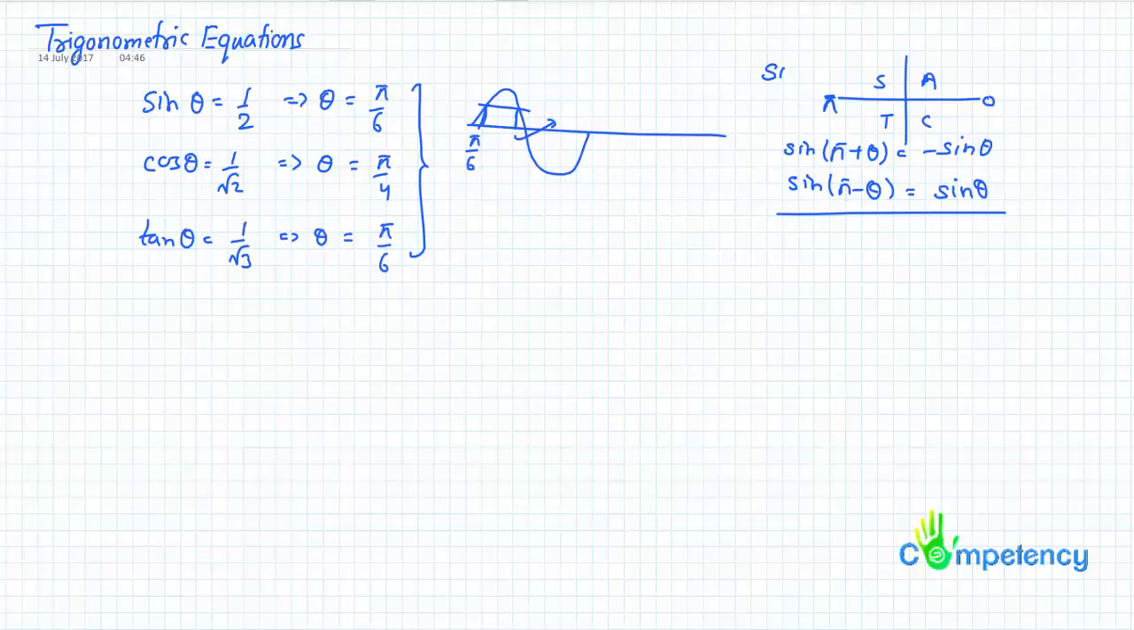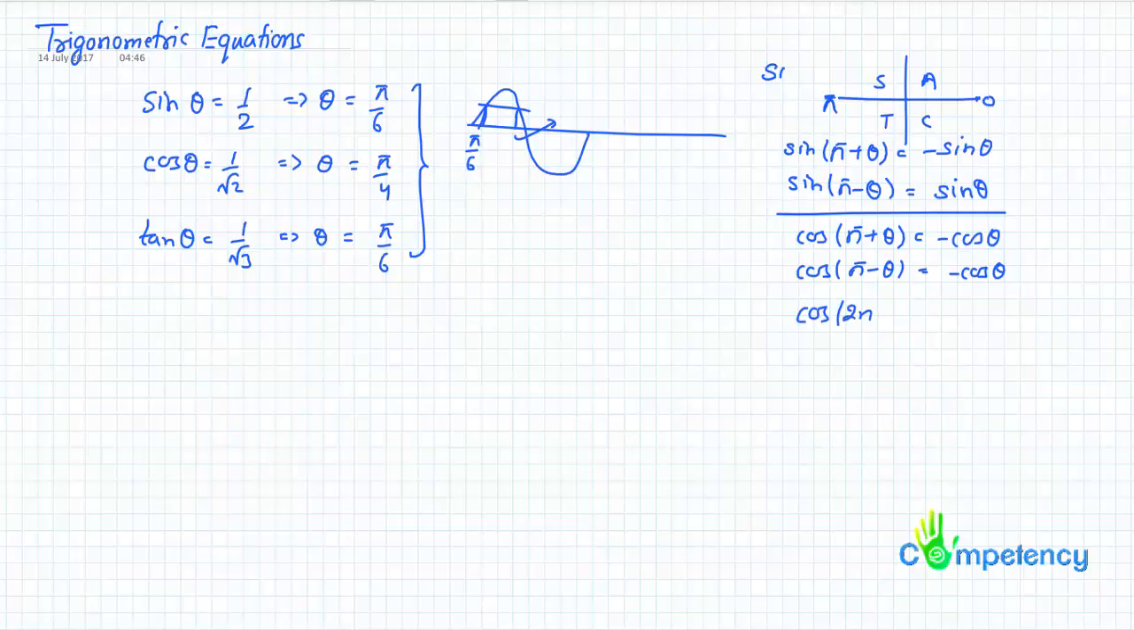Next, cos of pi plus theta will be minus cos theta, and cos of pi minus theta will also be minus cos theta. So when we are going to get positive cos, that will only come here. So cos of 2 pi minus theta will be equal to cos theta.